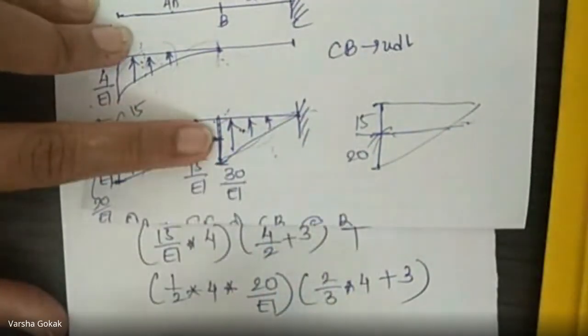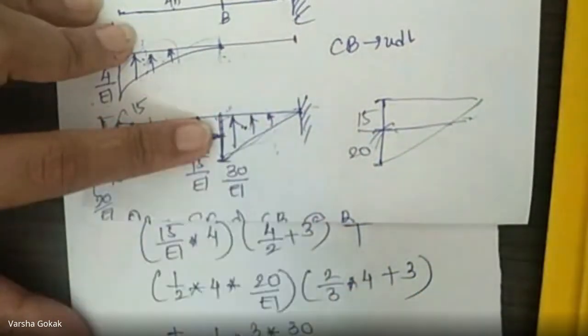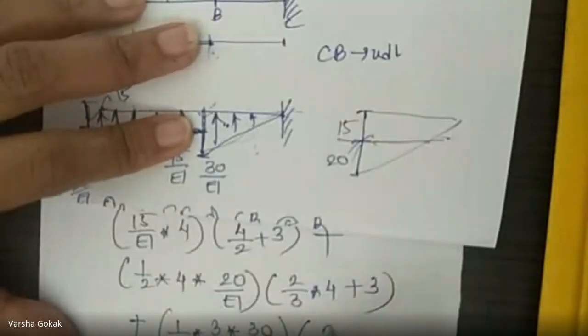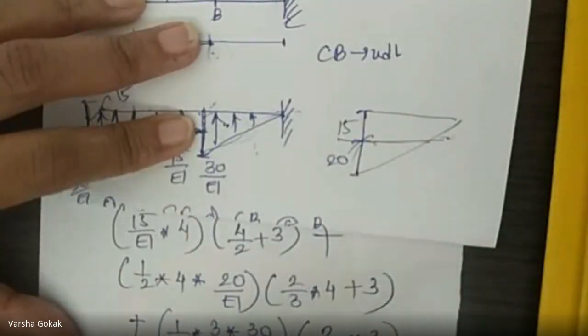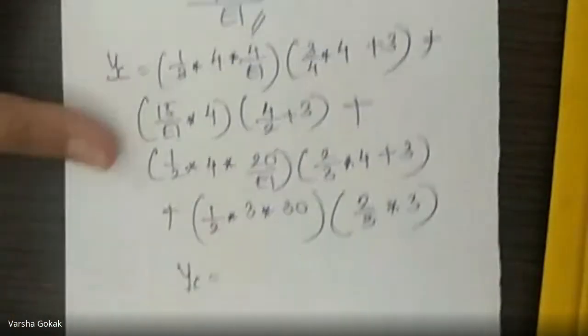Okay. Next, plus this triangle. Half base is 3, height is 30. This height is 30, no? Area into CG is 2/3 of 3. That's it. This extra came and these distances changed because I'm taking moment at this point. Get me the value of YC.